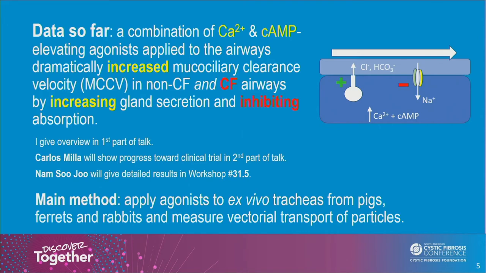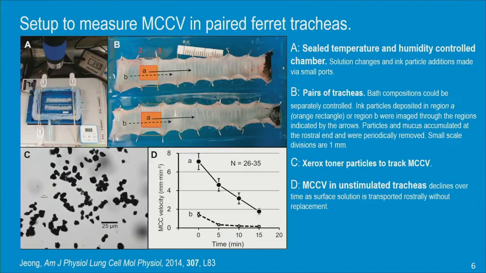Now, the main method that we have used is to apply agonists to ex vivo tracheas from pigs, ferrets, and rabbits and measure vectorial transport of particles. This is the method we use. It was brought to the laboratory by Jin Hyuk Jeong based on prior work by Steve Ballard.